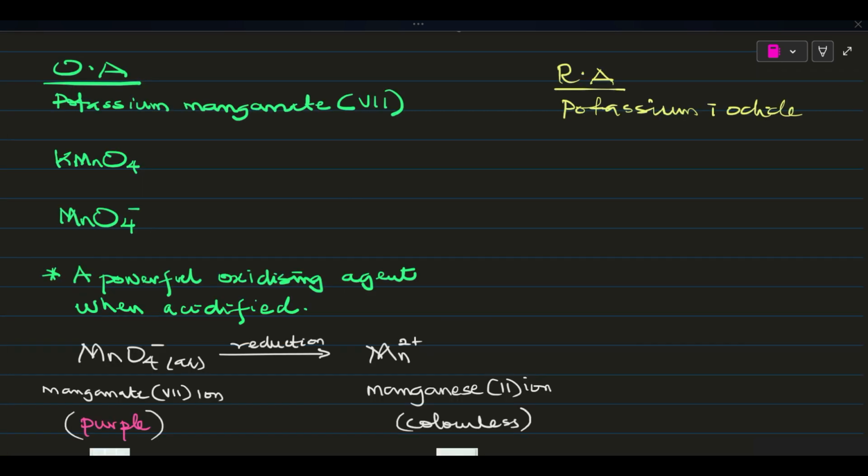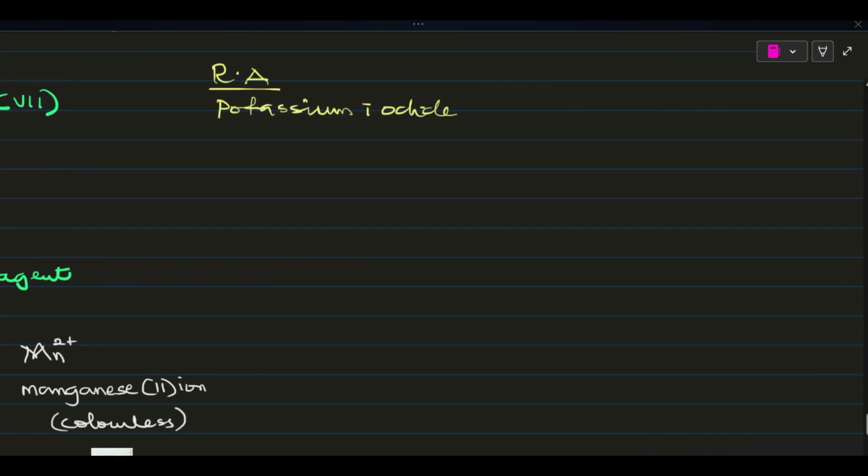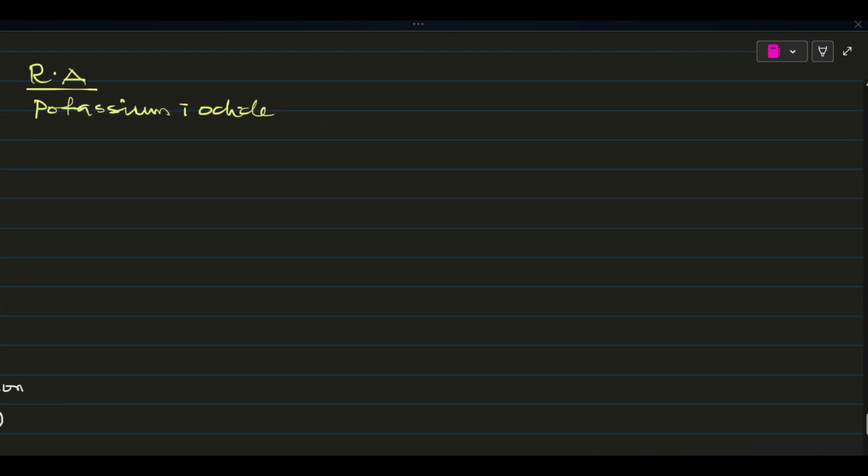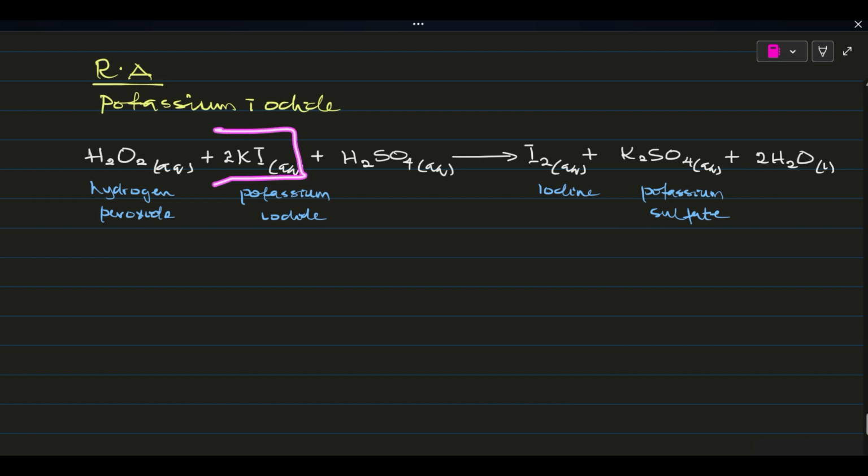The same way we use potassium manganate 7 to test for a reducing agent, we can also use potassium iodide, which is a powerful reducing agent, to test for an oxidizing agent. You can see our potassium iodide reacting with hydrogen peroxide. Remember, I said an oxidizing agent will always react with a reducing agent. So this is our reducing agent, and therefore our hydrogen peroxide is an oxidizing agent. So this is the medium of the reaction.